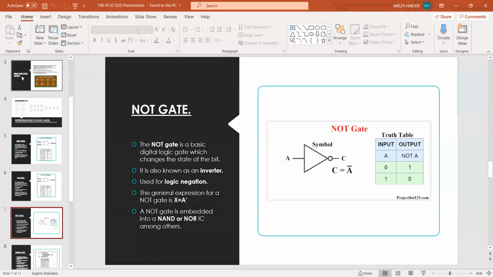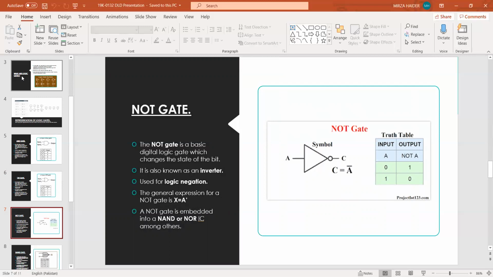Okay, so the next gate is the NOT gate, and this is probably the most basic gate of all the gates. The NOT gate is a basic digital logic gate which changes the state of the bit. It is also known as an inverter. It is used for logical negation. The general expression for a NOT gate is X equals A bar.